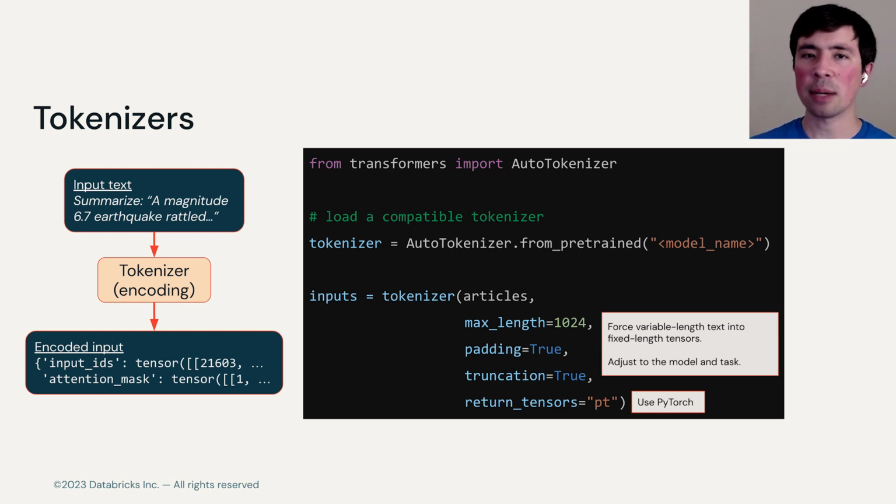And then here's an example of some configurations you might specify. Max length, whether or not to pad, whether or not to truncate the input. These are all around forcing variable length input text into fixed length tensors, which the LLM will expect. You're going to adjust these based on the model you pick and also the task. At the bottom, return tensors is just saying we're using PyTorch.